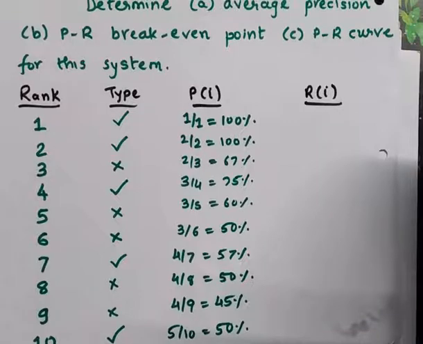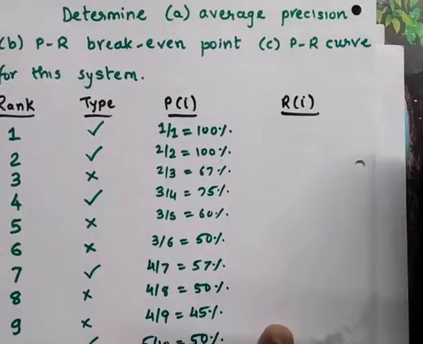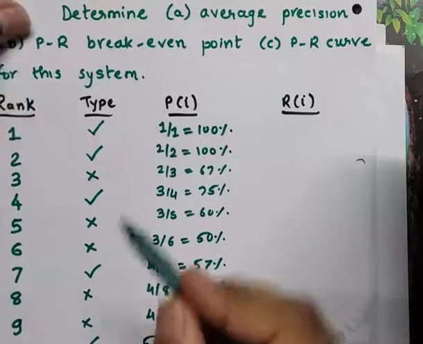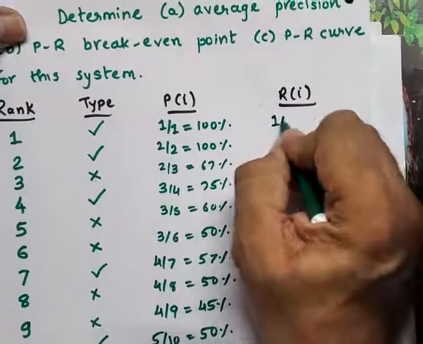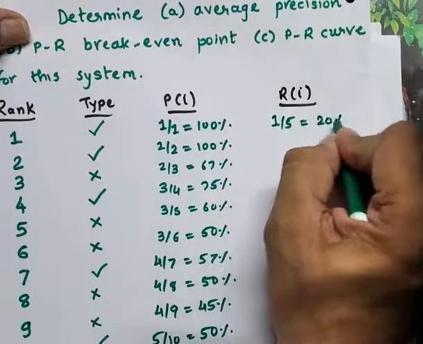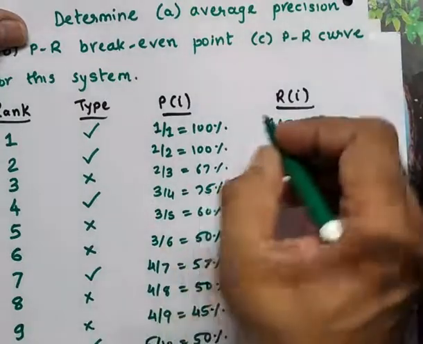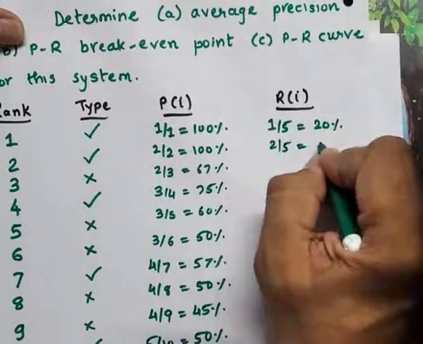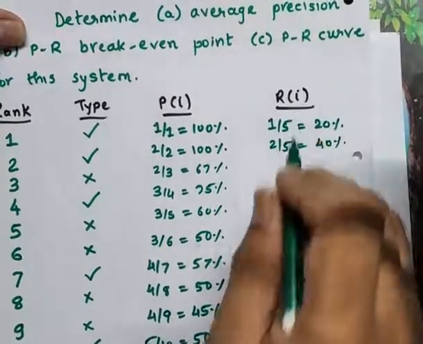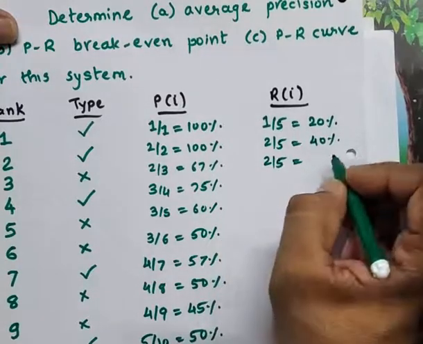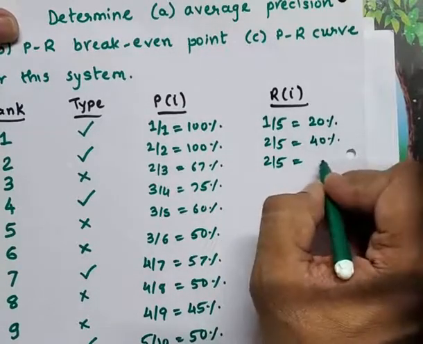If we note down, at the first rank position, the first document is relevant, meaning out of 5, one of them has been retrieved, so the recall will be 1 by 5. For the second rank position, it will be 2 by 5. At the third rank position also 2 by 5, because out of those 3, only 2 have been retrieved.